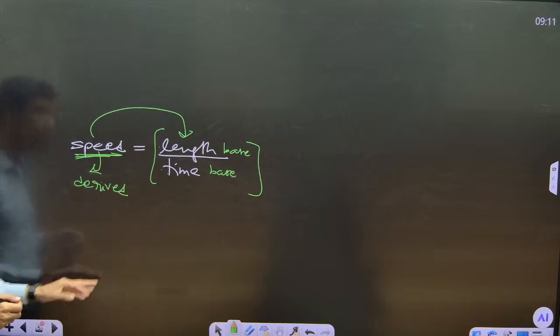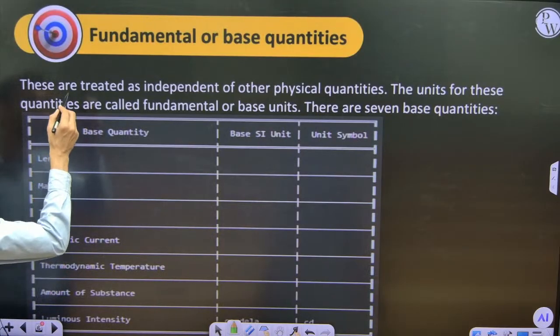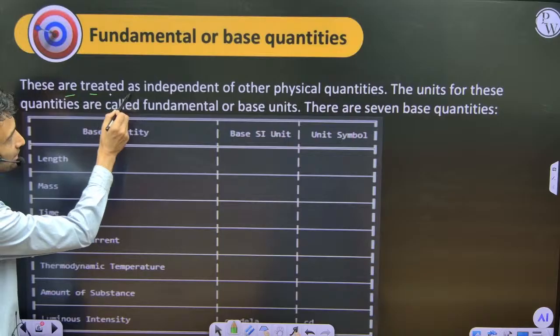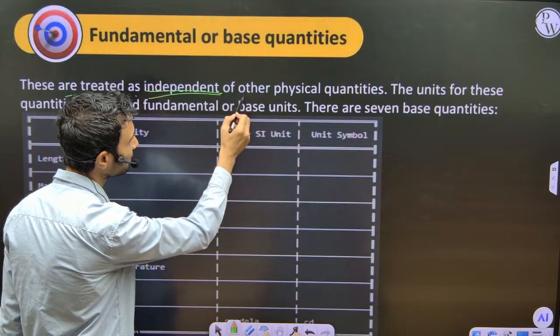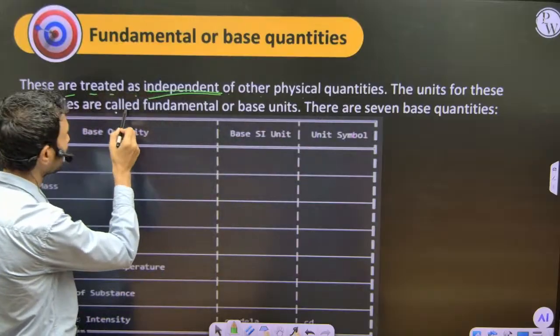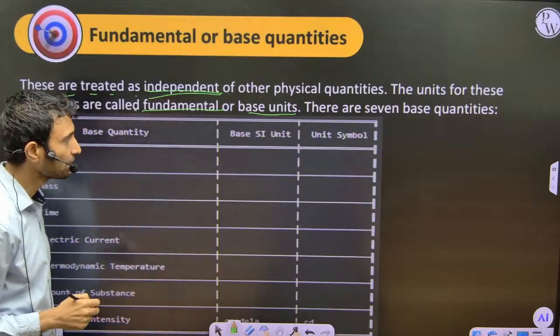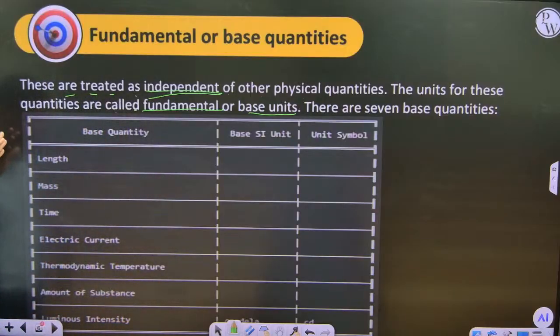So let us see what are base quantities. There is a list of base quantities, so let's go through them. Base quantities are treated as independent quantities, independent of the other physical quantities. The units for these quantities are called fundamental or base units. And there are 7 base units that are described here. So let's go through them one by one.